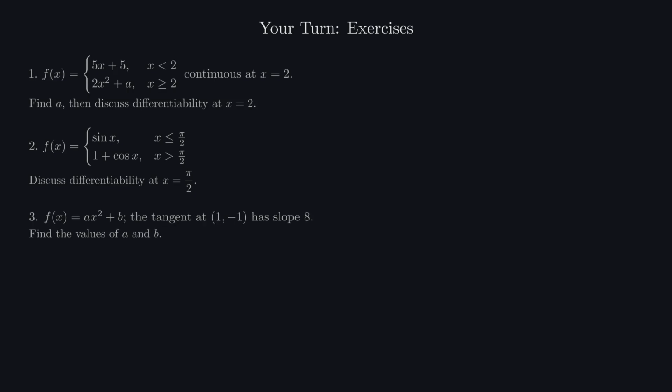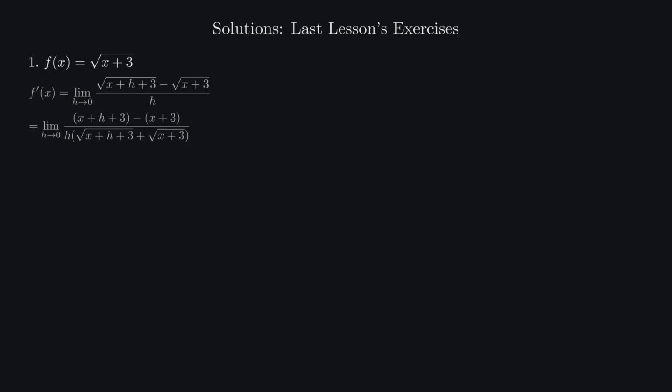3. Given f of x equals ax squared plus b, and the tangent to the curve at the point 1 and negative 1 has a slope of 8. Find the values of a and b. Pause the video and give them a try before moving on. Now let's quickly review the answers to the exercises from the last lesson.